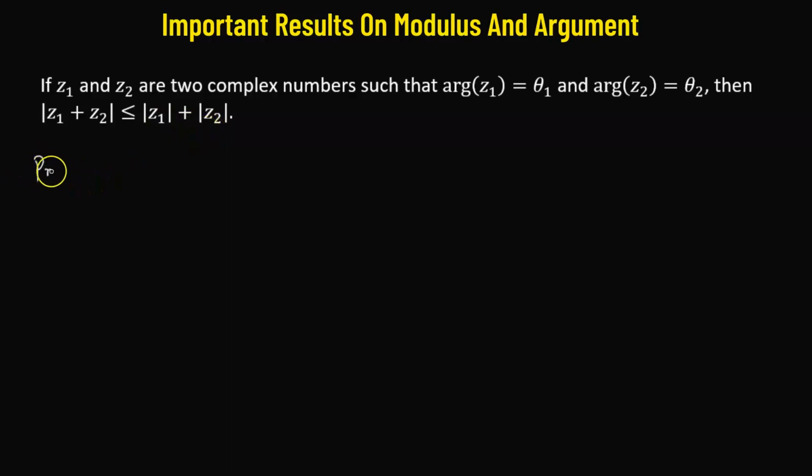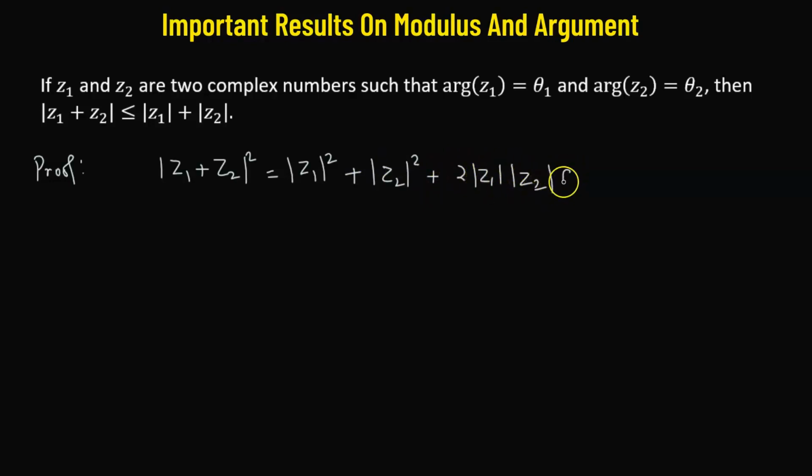Now, in order to prove this particular relation, we begin by considering what we have already proved in the previous section, which is absolute value of z1 plus z2 whole squared. So this was obtained as absolute value of z1 squared plus absolute value of z2 squared plus 2 times absolute value of z1 times absolute value of z2 multiplied to the cosine of theta 1 minus theta 2. So we are going to label this as equation number 1.